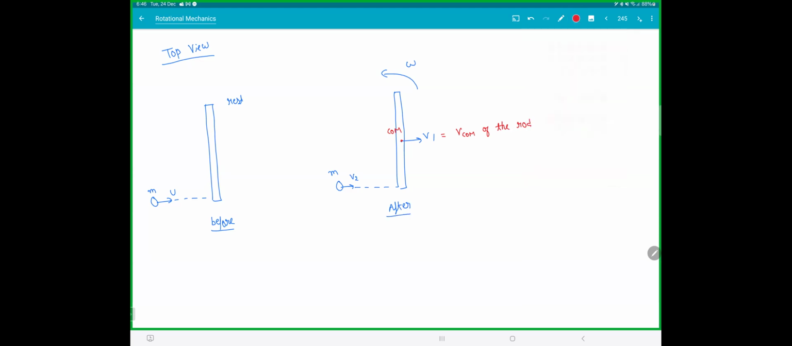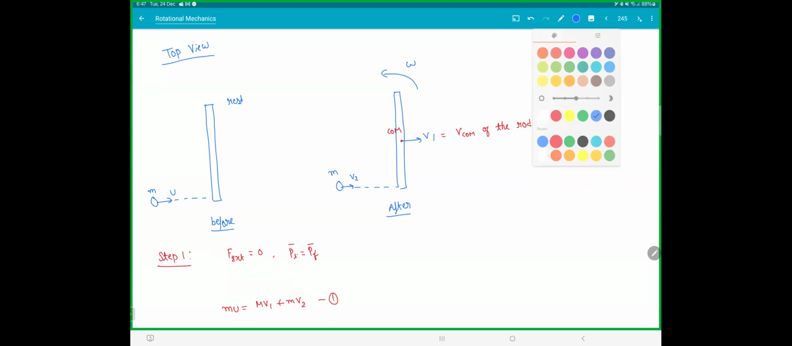Step 1. Since the external forces are 0, I can conserve linear momentum. So during collision, for the ball and rod system, F external is 0, momentum is constant. So initial momentum is mu, final momentum is m into v1 plus m into v2. Remember, omega does not affect your linear momentum. Momentum of a system is mass into velocity of center of mass. Omega is useless. Rotation does not affect this. So this is your step 1.